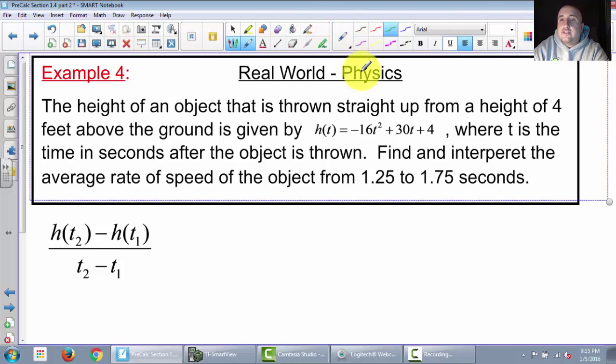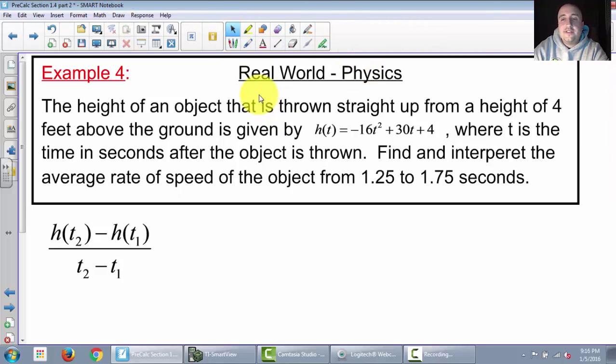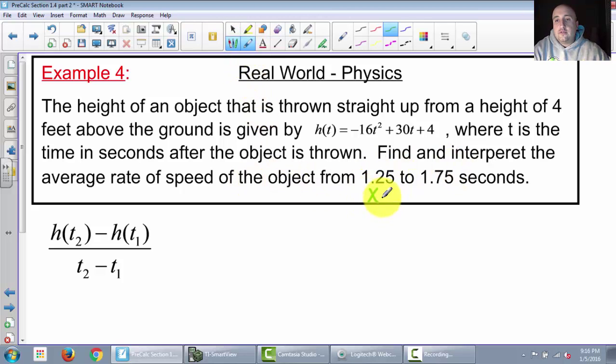This is actually a physics problem, so let's work on this. It's done the exact same way we just did it. The height of an object that is thrown straight up from a height of 4 feet, so h stands for height, is given by this formula. H of t equals -16t squared plus 30t plus 4, where t is the time in seconds, so t stands for seconds. Find and interpret the average rate of speed of the object from 1.25, so there's our x1, and our x2 is 1.75. So that's what we're going to plug in. And this is actually t1 and t2 for this particular problem.